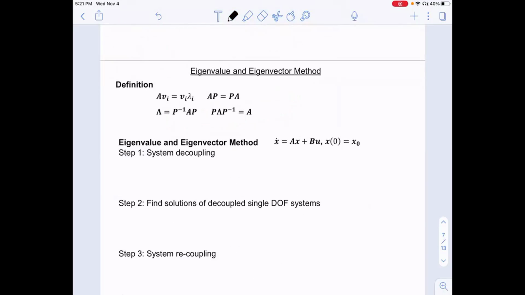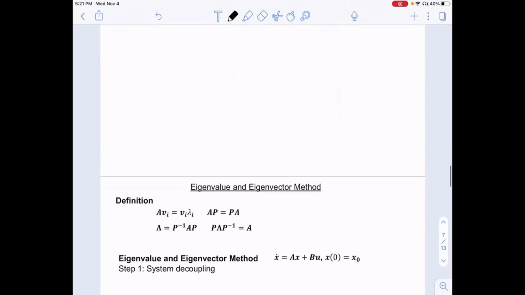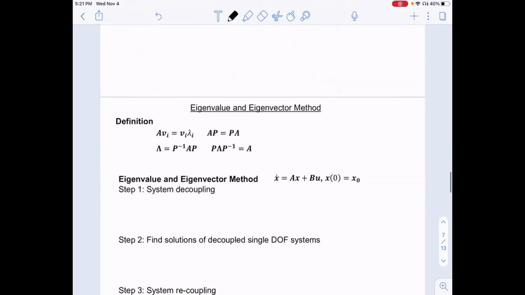So the second method: how can we decouple all your ODEs? We have to recall a very important idea you might have learned in your linear algebra class. It's called matrix diagonalization.